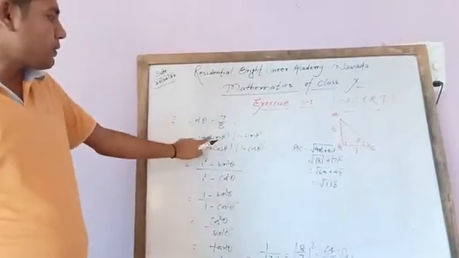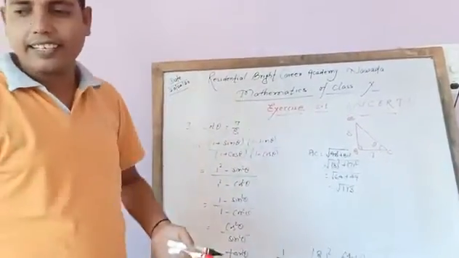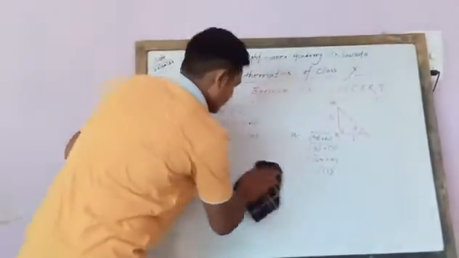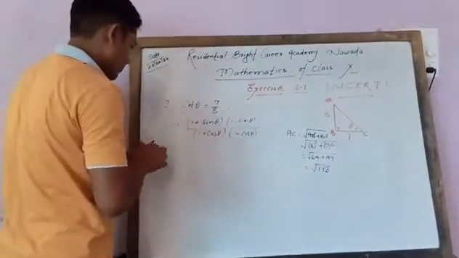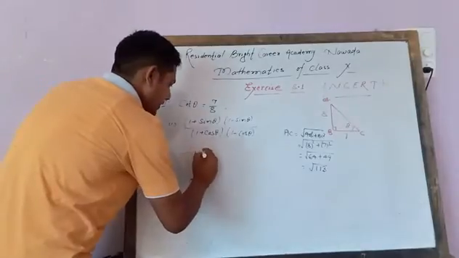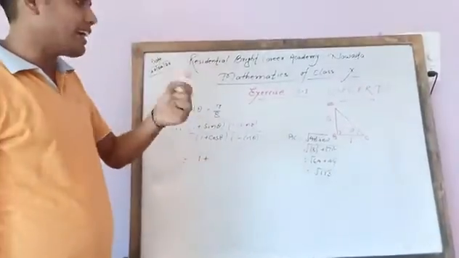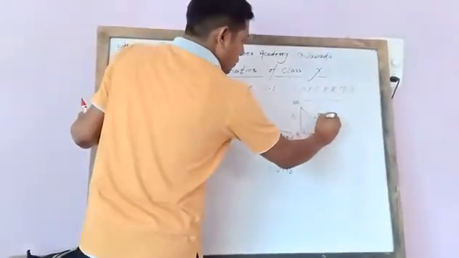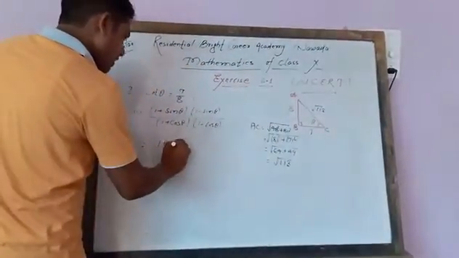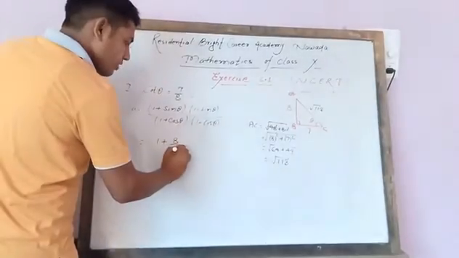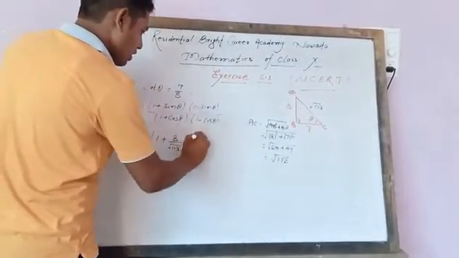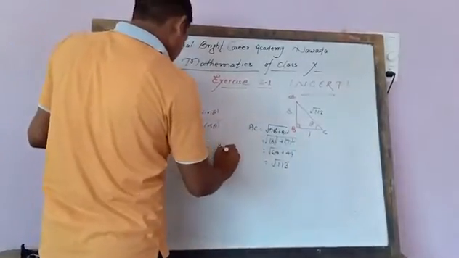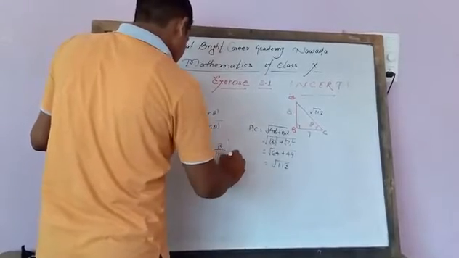Now we have to find 1 plus sin theta and 1 minus sin theta. We can erase this, and 1 plus sin theta. Sin theta is equal to P by H. Here sin theta is P upon root under 113, so P is 8 upon root under 113, into 1 minus sin theta. 1 minus sin theta is equal to 8 upon root under 113.